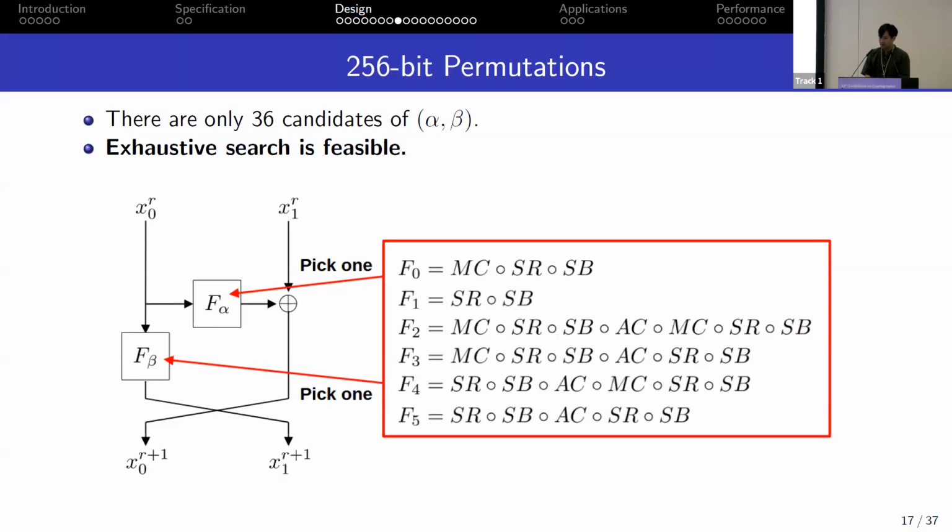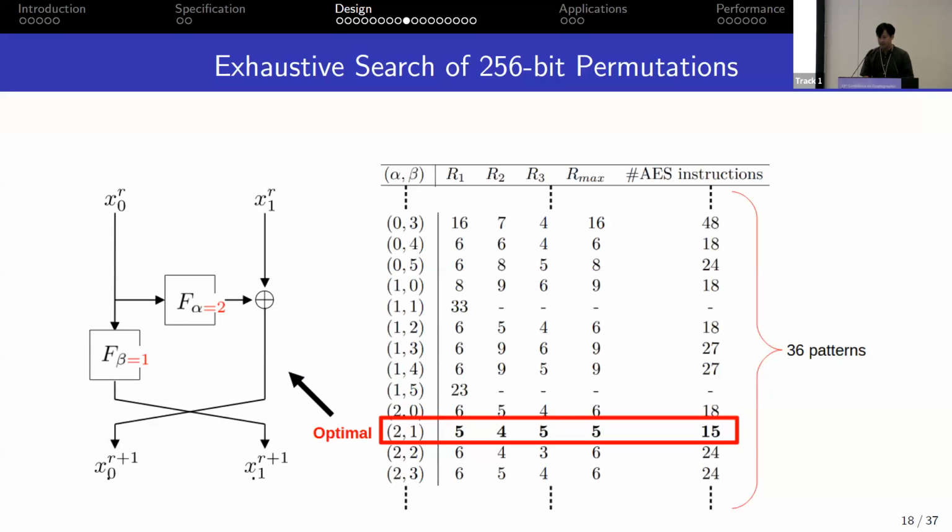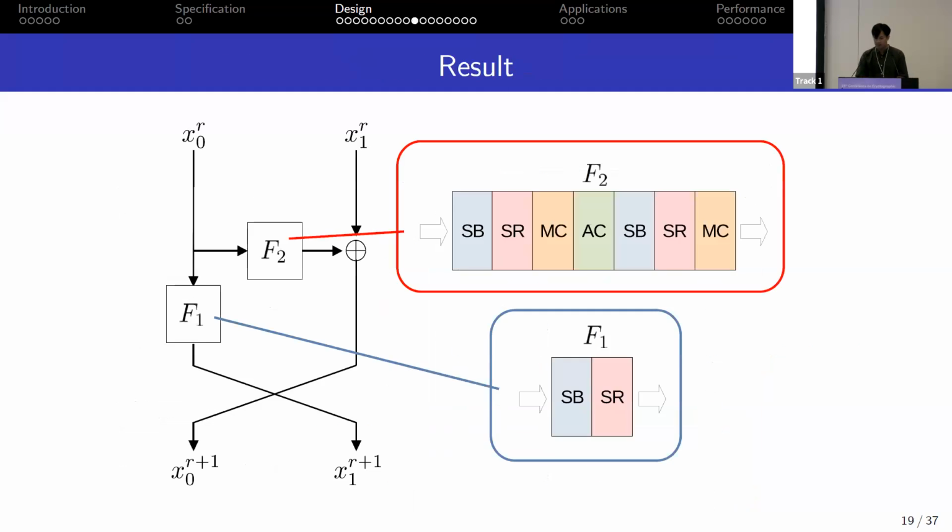For 256-bit permutations, there are only 36 candidates of function pairs. So the exhaustive search is feasible. As a result of the exhaustive search, we found the optimal one, which can be implemented by only 15 instructions, and our Rmax is 5. So we selected this construction as Arayon 256. This is the permutation we obtained by exact search.